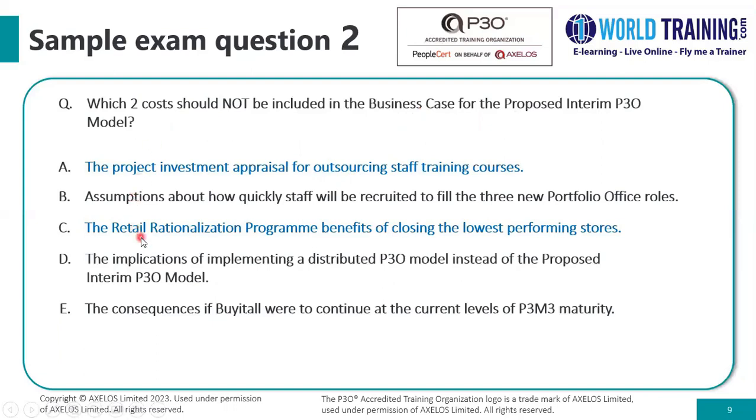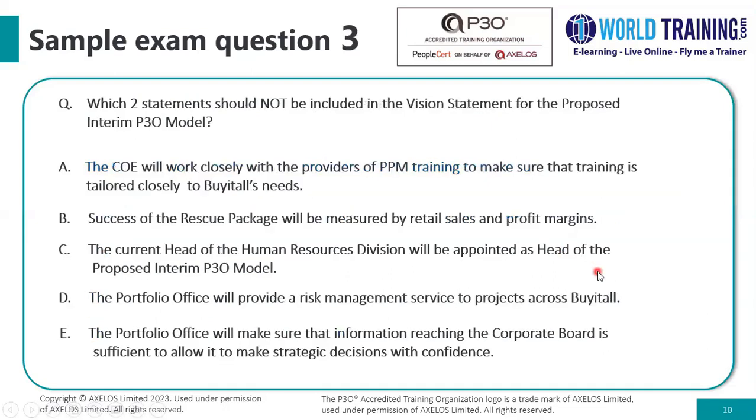And the reason why option C is correct is because this is a benefit expected from a particular program in the scenario called Retail Rationalization Program, and should be in the business case for that program. So please keep those ideas in perspective, whereas options B, D, and E go into the business case for the proposed interim P3O model. Let's move on to question number 3. Which two statements should not be included in the vision statement for the proposed interim P3O model?